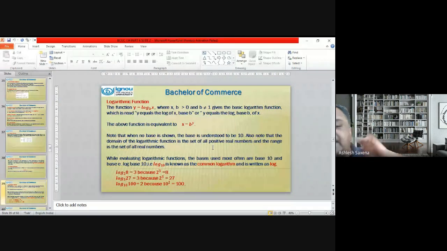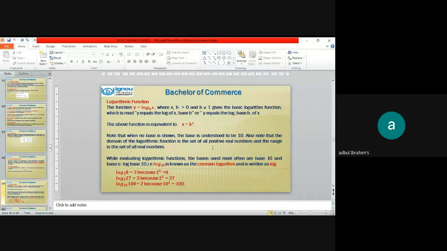or when we convert it into its exponential form, it can also be written as x is equal to b to the power y.